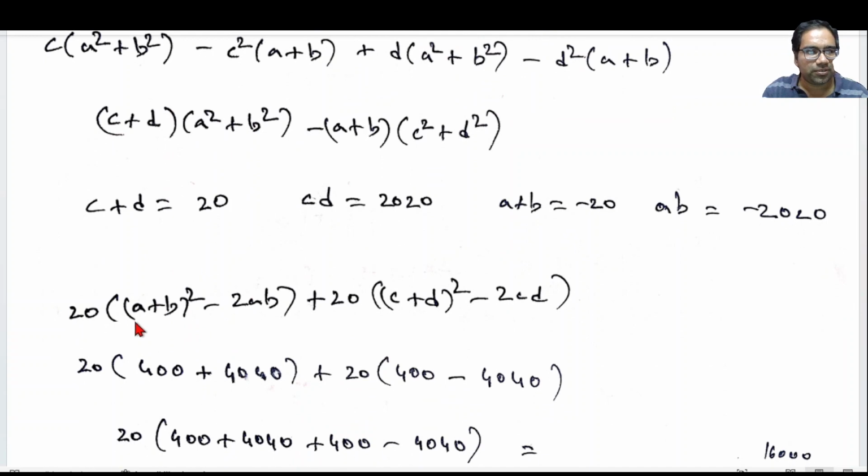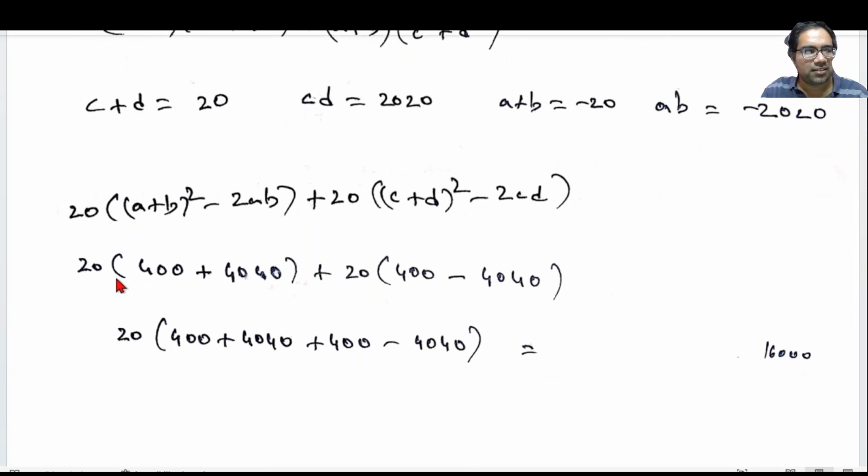Now let us just substitute. 20 times, A plus B is minus 20, minus 20 square is again 400. Minus 2AB, AB is minus 2020, so minus 2AB means minus of minus, which is plus 2 times 2020, which is 4040. Plus 20 times C plus D whole square. C plus D is again 20, 20 square is 400, minus 2CD. CD is 2020, so minus 2CD is minus 4040.